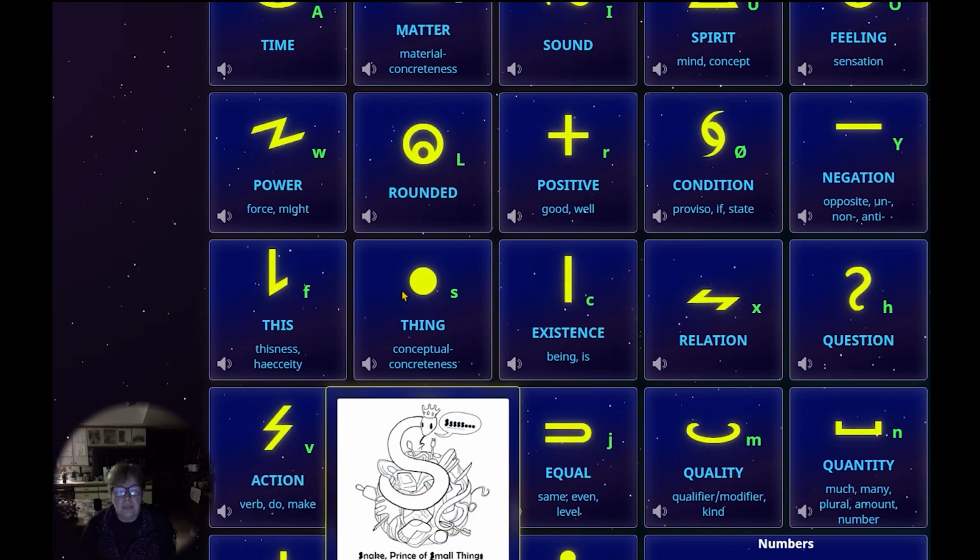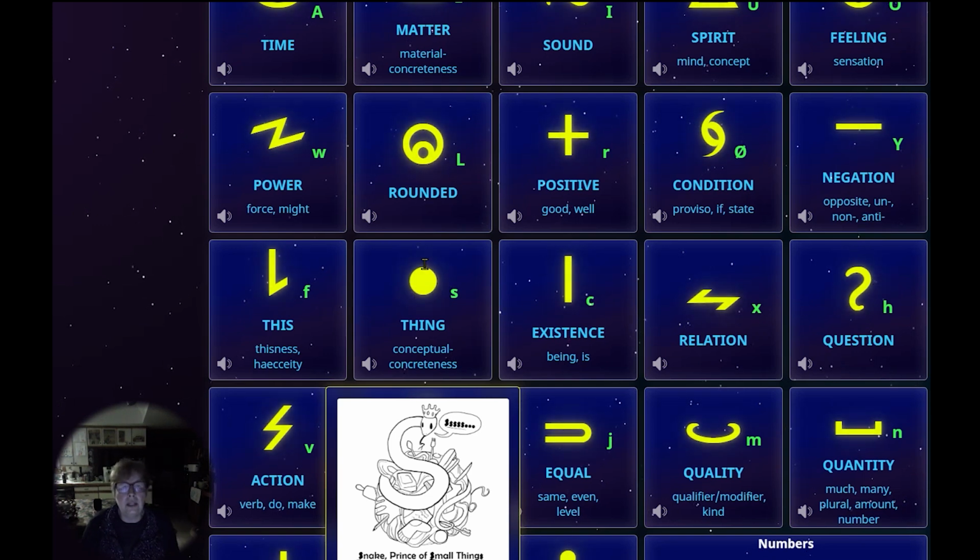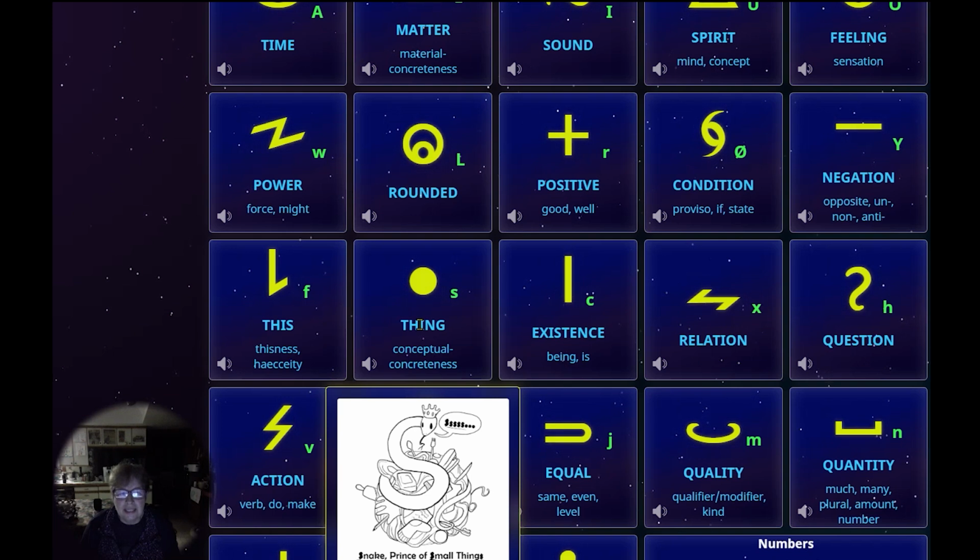Then we have a round dot that is sort of enclosed in on itself, representing an object or a thing, and it's pronounced s. Sometimes we hiss at things that don't always work or get in the way, or we have too many things. S.